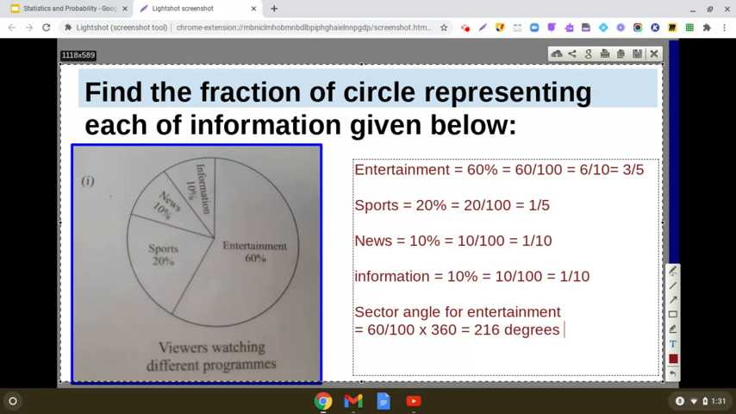Right? So you have seen how we can read information and convert the given information into fractions and in terms of degrees for a circle graph.